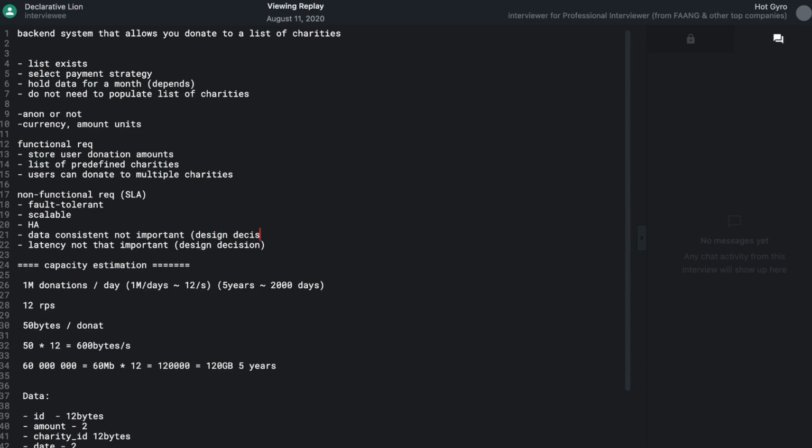Now, the others are pretty much non-negotiable, right? You need to have a system that's fault tolerant, scalable, and highly available, right? So that's what I would put as non-functional. And I think these things will guide you to your high-level design later on, right? So before we go into the high-level design, let's go through a couple more things here.